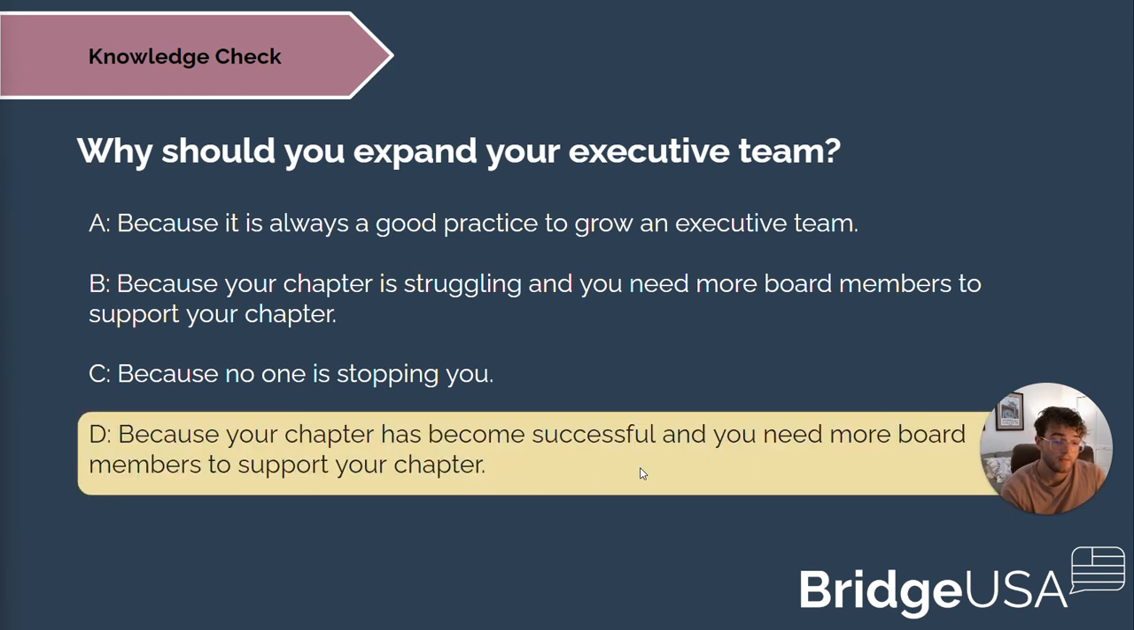And the answer is D, because your chapter has become more successful and you need more board members to support your chapter. You don't want to expand your executive team just because you think it's a good idea to have more people, or it might look good if you have more people. That's not good practice. Expand your executive team as needed. If your chapter has become successful, you've already reached the threshold of success and you need more people, then consider hiring more people. So just really be cognizant of your chapter operations. There is no one size fits all.